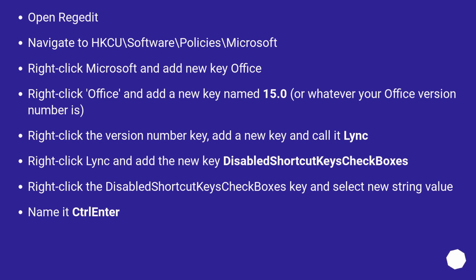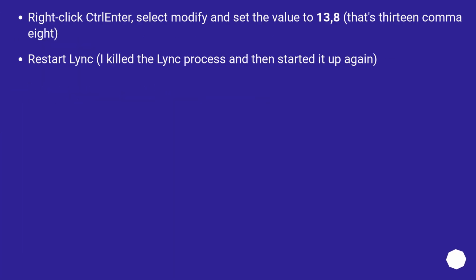Right-click Lync and add the new key DisabledShortcutKeysCheckboxes. Right-click the DisabledShortcutKeysCheckboxes key and select new string value. Name it control+enter. Right-click control+enter, select Modify and set the value to 13,8, that's 13,8.